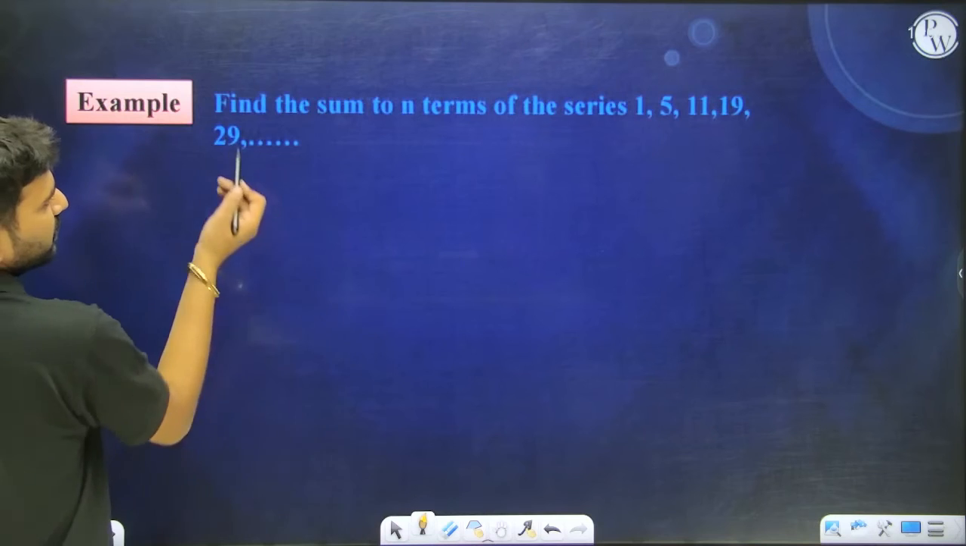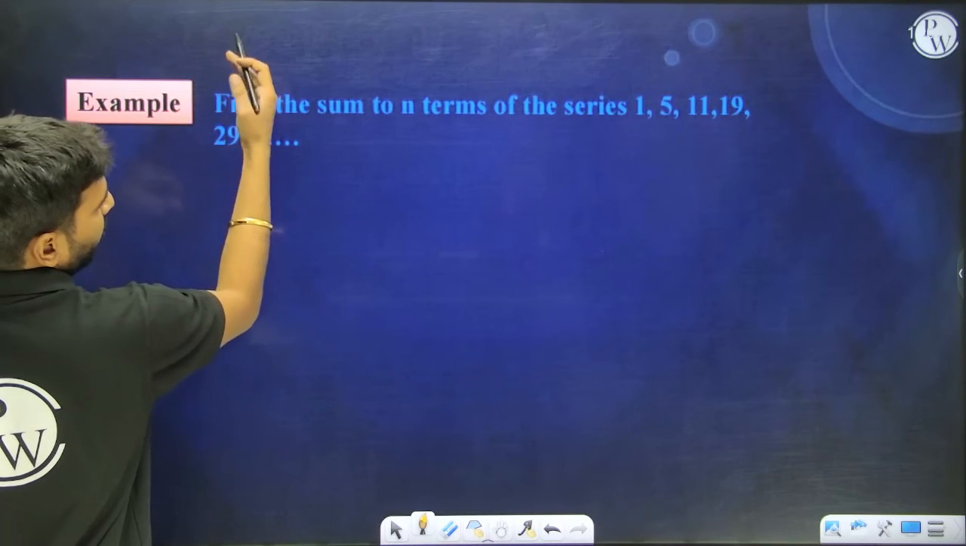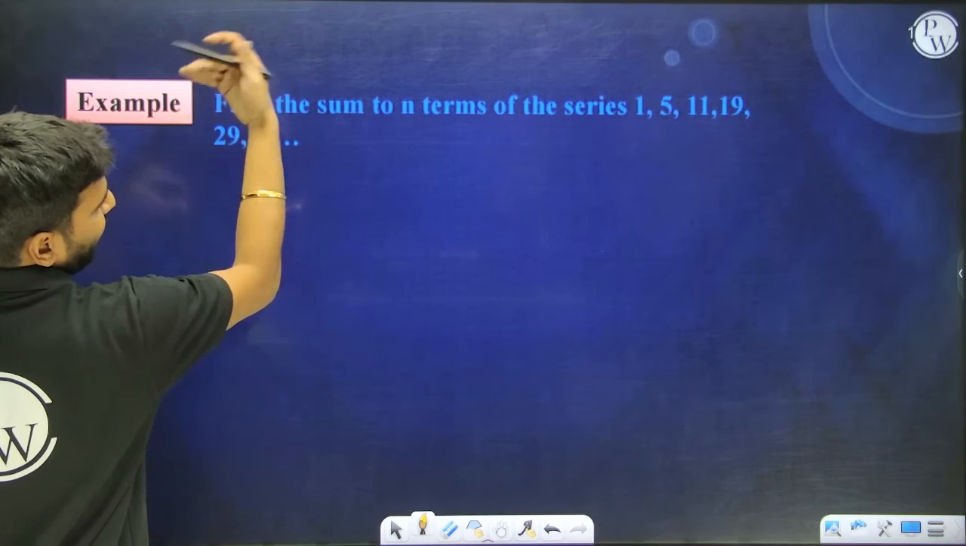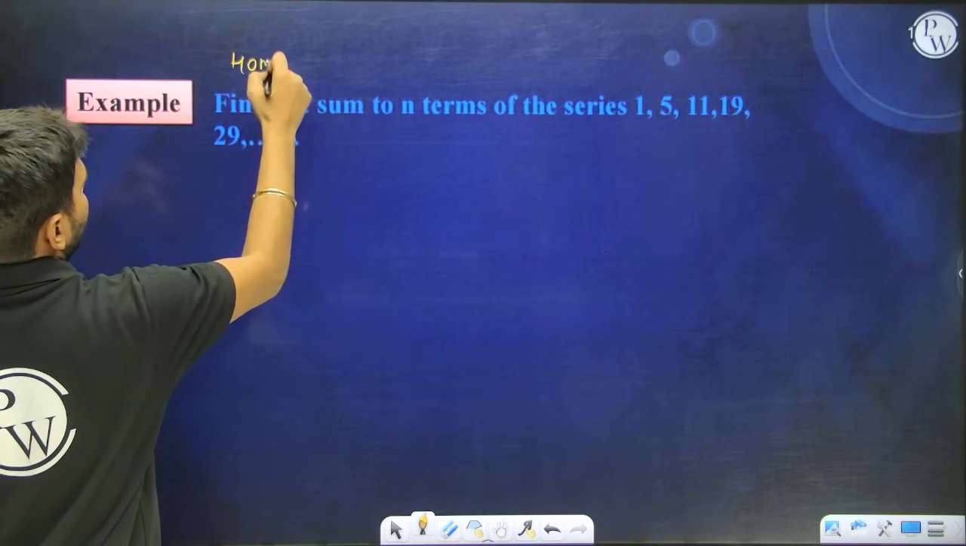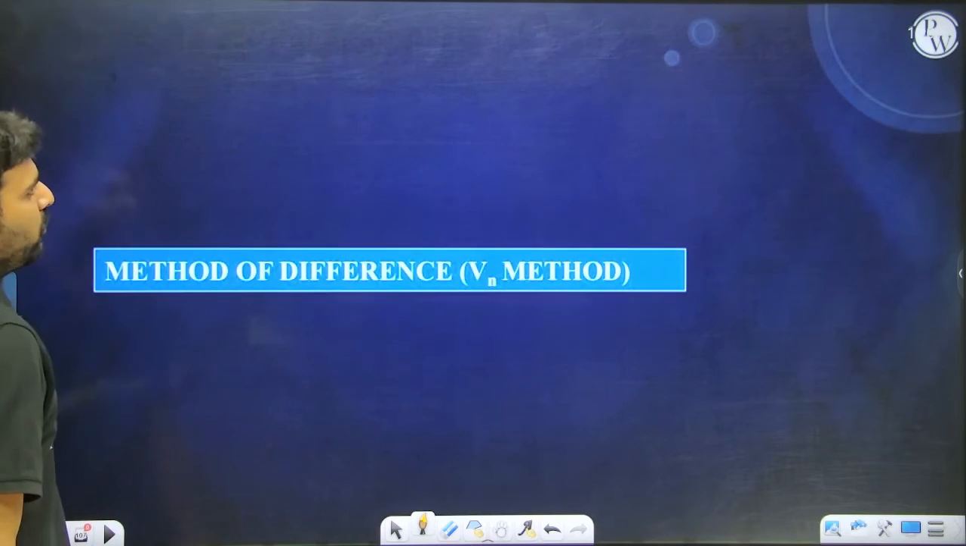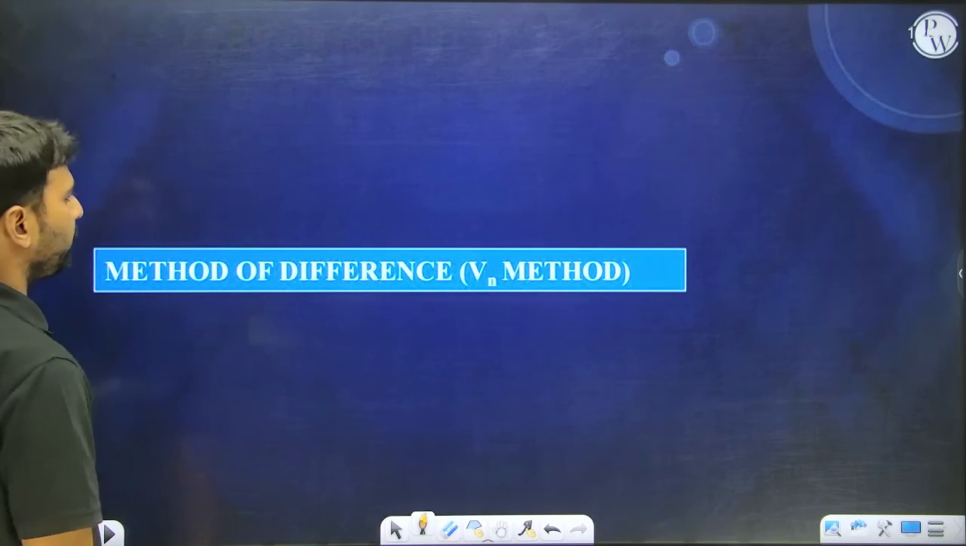Okay, talking about this, the very same thing is there. 4, then 6, then 8 and so on. So you guys can do a similar procedure over here as well. I am leaving this part as homework for you people. Method of difference, Vn method.